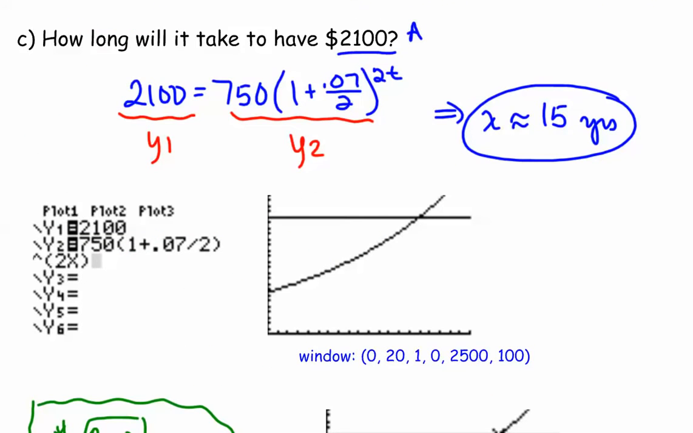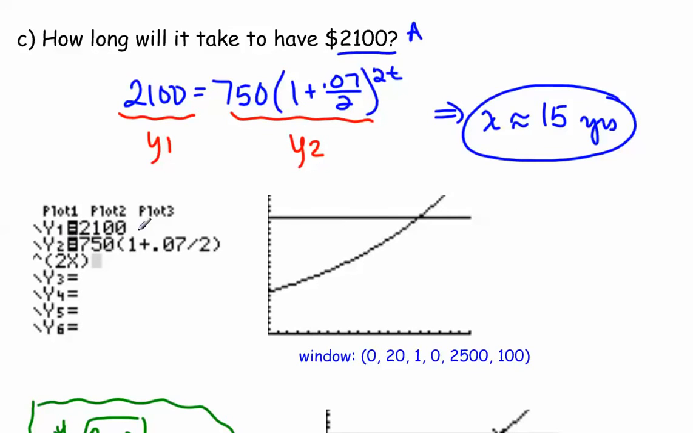More interesting question: how long is it going to take for that $750 to grow to $2,100 if we just leave it alone? So we'd set up the equation. A is the future amount, so 2,100 equals our 750 times that quantity of 1 plus 0.07 over 2, all raised to the 2t power. Now I'm going to solve this graphically because I don't have any tools yet to solve it algebraically.